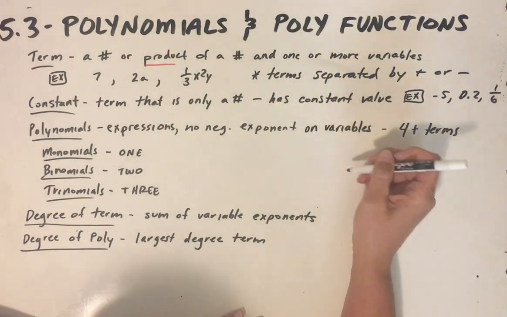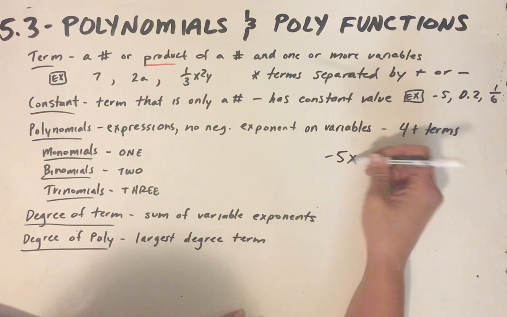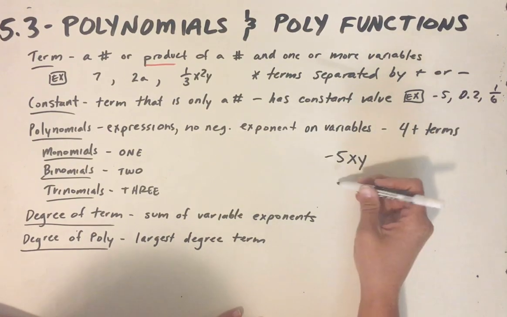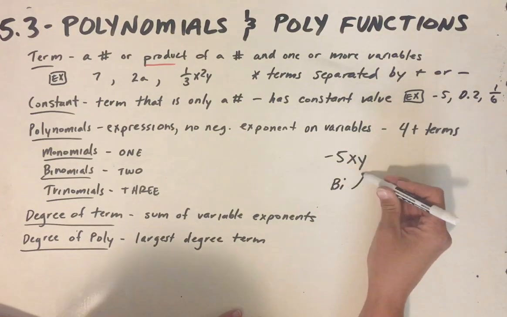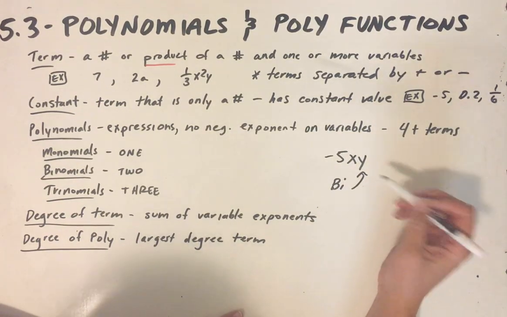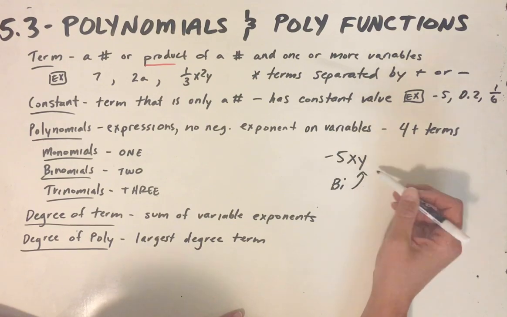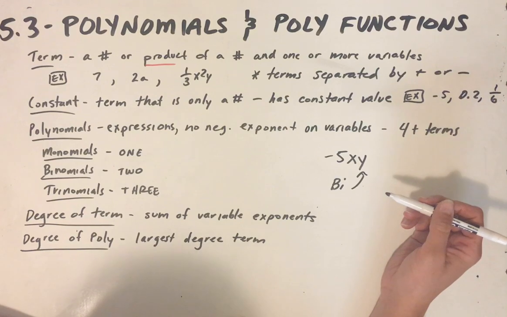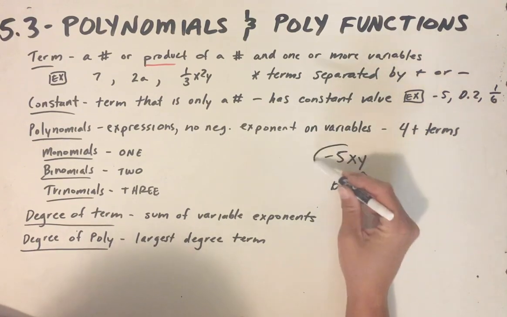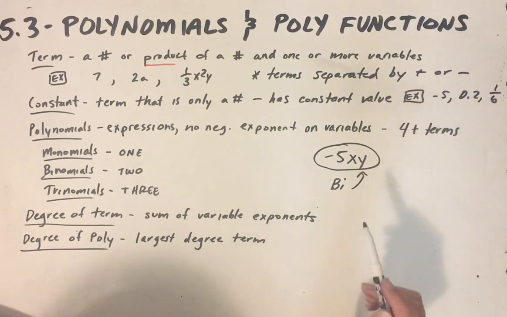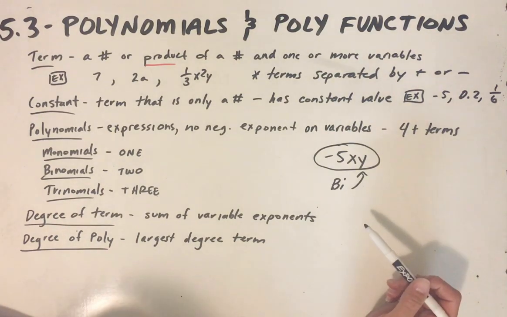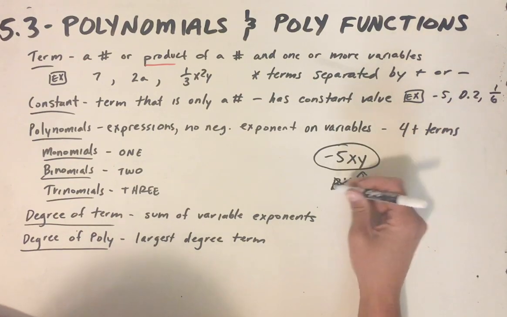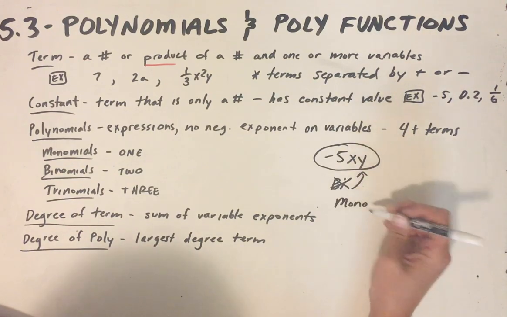Or what would this be if I had negative 5xy? Is this a binomial or a trinomial? Some people will say, oh, this is a binomial. And you're like, why? Well, they say, because there's 2 variables. But it's not the number of variables that defines what type of polynomial it is. It's how they're related. You can see here that this is all related through multiplication. So this is a single term, and since it's a single term, this is only 1. So this is a monomial. So not a binomial, a monomial.